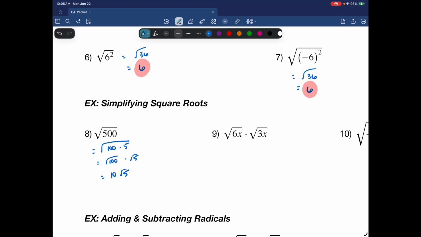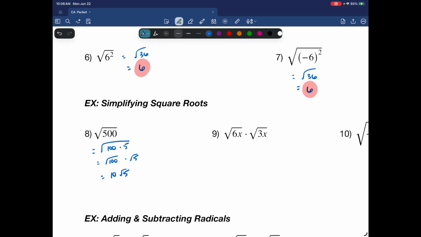And so if you use your calculator and type in the square root of 500, and you also type in 10 square root of 5, you get the same decimal. So these two are the same, but one's simplified and one's not. And so if you can simplify a radical, you need to simplify a radical.